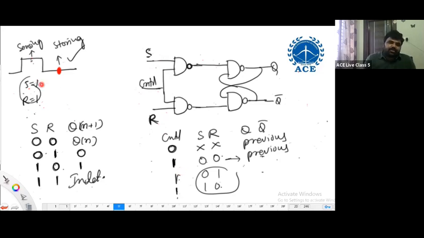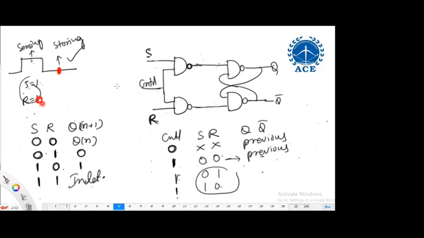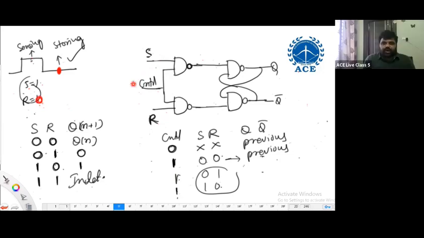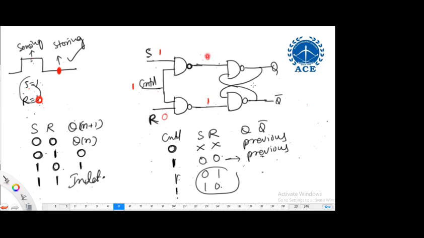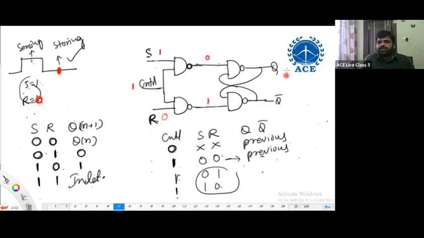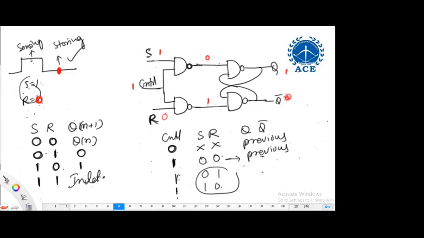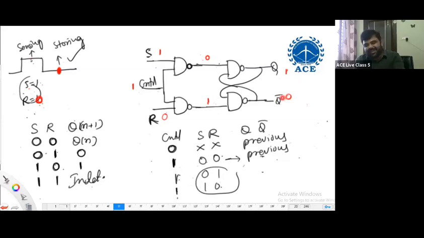See, S equals to 1, R equals to 0 is applied, for example. Then what happens here? Control equals to 1, S equals to 1, R equals to 0. Here it is 1, here it is 0. Here what we are getting? 1, 0, right? Listen, Bhavani, listen. What I'm saying is that I'm observing that 1, 0 is sensed.